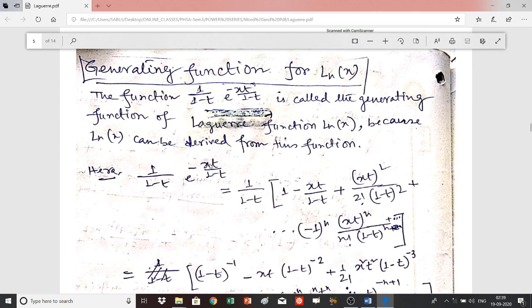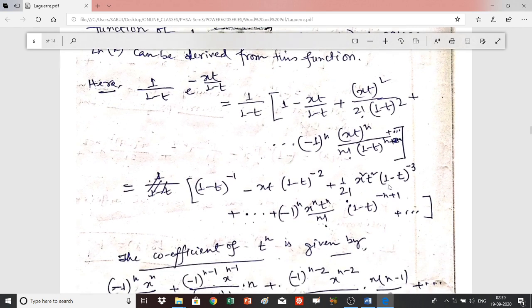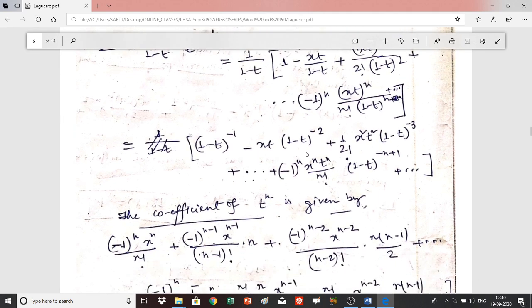Just expand this series, and that will give you 1 minus xt by (1-t), then plus (xt)^2 by 2 factorial (1-t)^2, plus other terms, and in this way the last term will be (-1)^n x^n t^n by n factorial (1-t)^n, and so on. From this you multiply all these terms with (1-t)^(-1), and you will get this expression. Just do it, and here all computation is given completely without any missing steps.